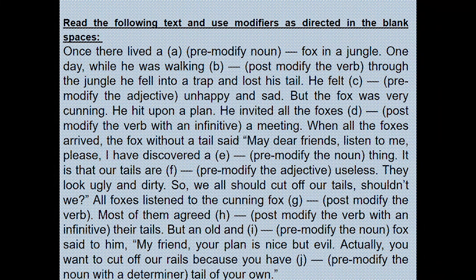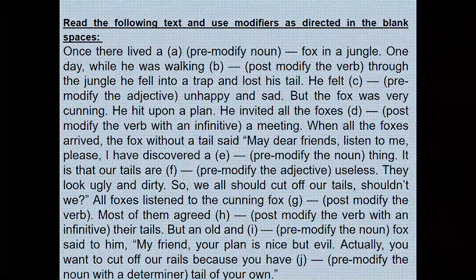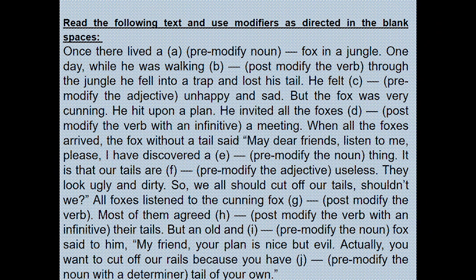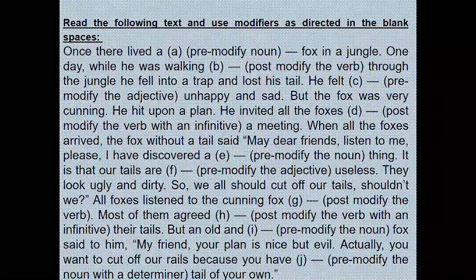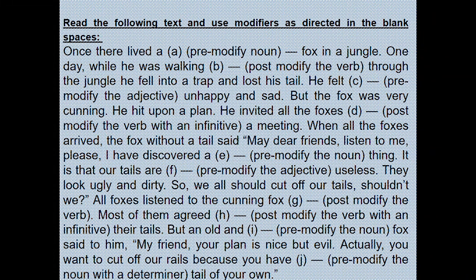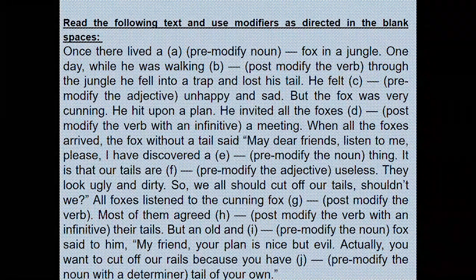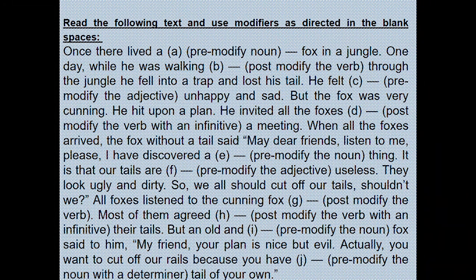One day, while he was walking, dash. Post modify the verb. What is the verb here? Was walking. So post modify it, walking alone through the jungle. You can say here alone. He fell into a trap and lost his trail. He felt, pre-modify the adjective, unhappy. So you have to use a word here before unhappy. He felt very unhappy and sad.